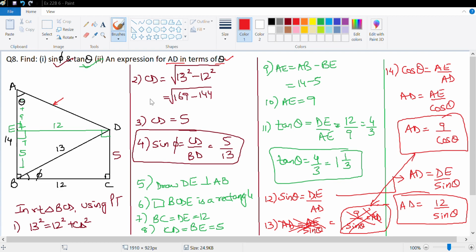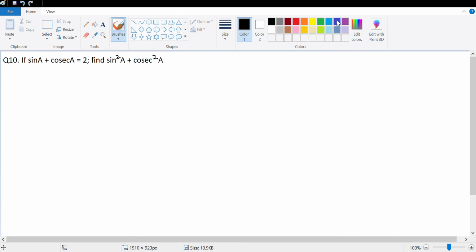The next question that we do is question number 10. Question 10 says sin A plus cosec A is equal to 2. Find sin square A plus cosec square A. So if I have to square this, let's square both sides. So number one, sin A plus cosec A is equal to 2.